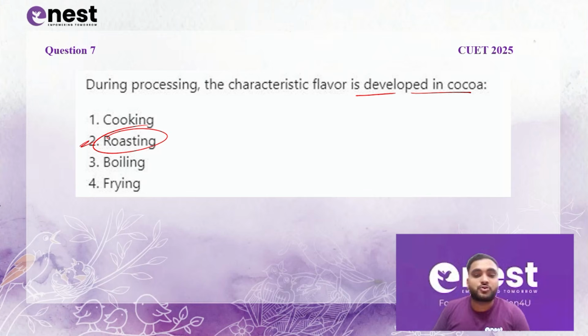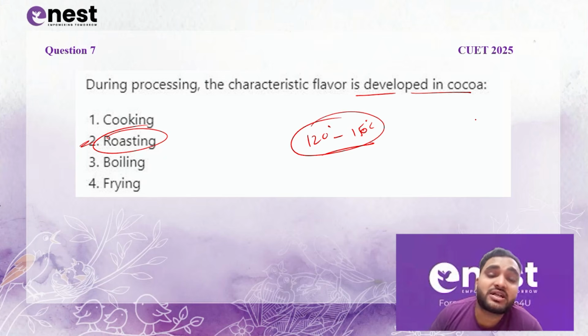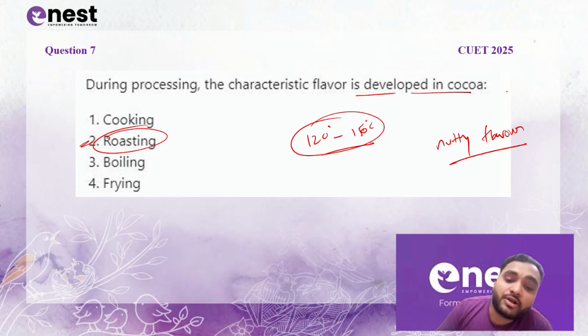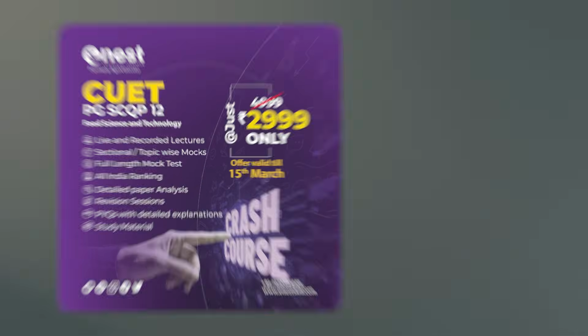Roasting is the right answer for this question because roasting happens at somewhere around 120 to 150 degrees Celsius and it triggers the Maillard reaction, causes the browning, and causes the development of the nutty flavor and the aromatic compounds. Okay, and it also reduces the bitterness and acidity in the coffee beans, and these reactions generate the volatile flavor compounds which are responsible for the characteristic flavor and aroma found in chocolate.